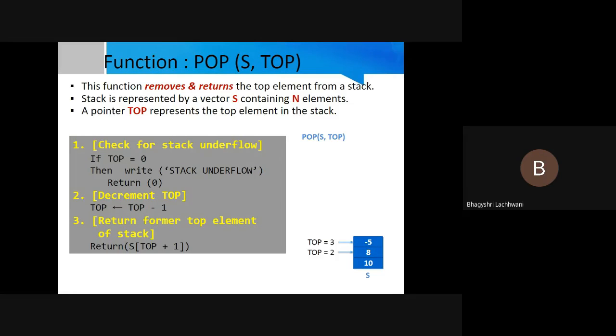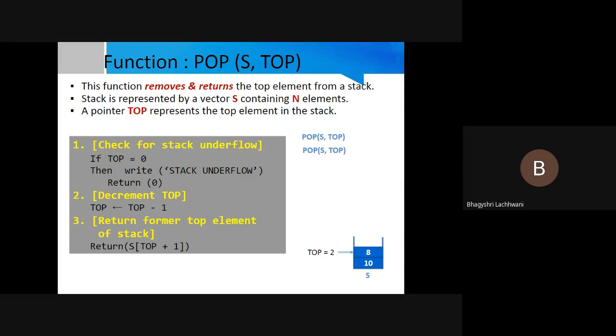So what we will do here: the first step of the algorithm is to check top equals 0. The condition is false because our top is equal to 3. So we will go to the second step. Now top will be top minus 1. That means our top will now become 2. And what we have to return is S of top plus 1. Our top is 2, that means 2 plus 1, that is S of 3. So minus 5 will be discarded. So now top is on the value 8.